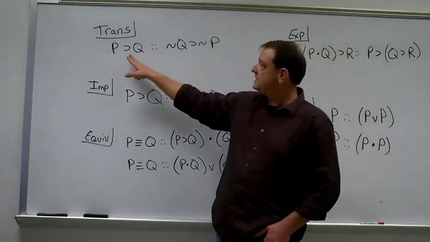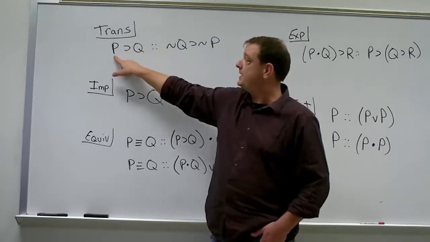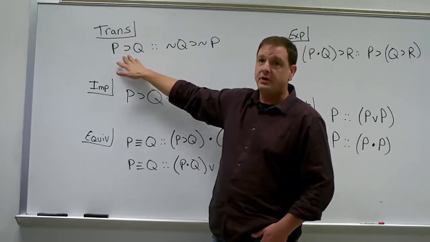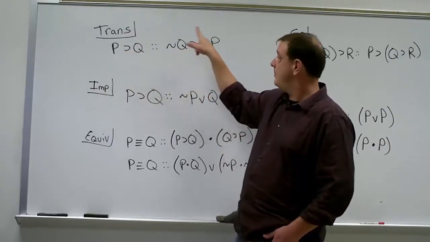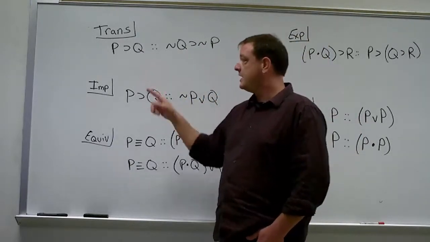If P then Q is only false when P is true and Q is false. So if this is going to be true and Q is false, P is going to have to be false as well. Remember, it works both ways.